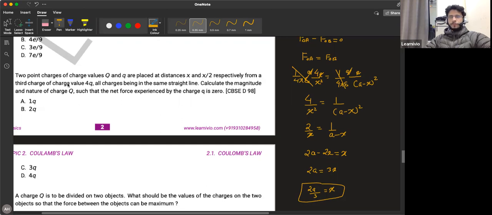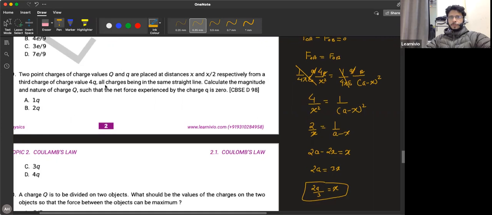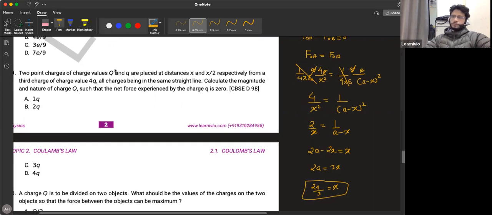In the question, can I leave the x in terms of a? Yes. And the questions that I'm leaving for homework are important. Go through them.